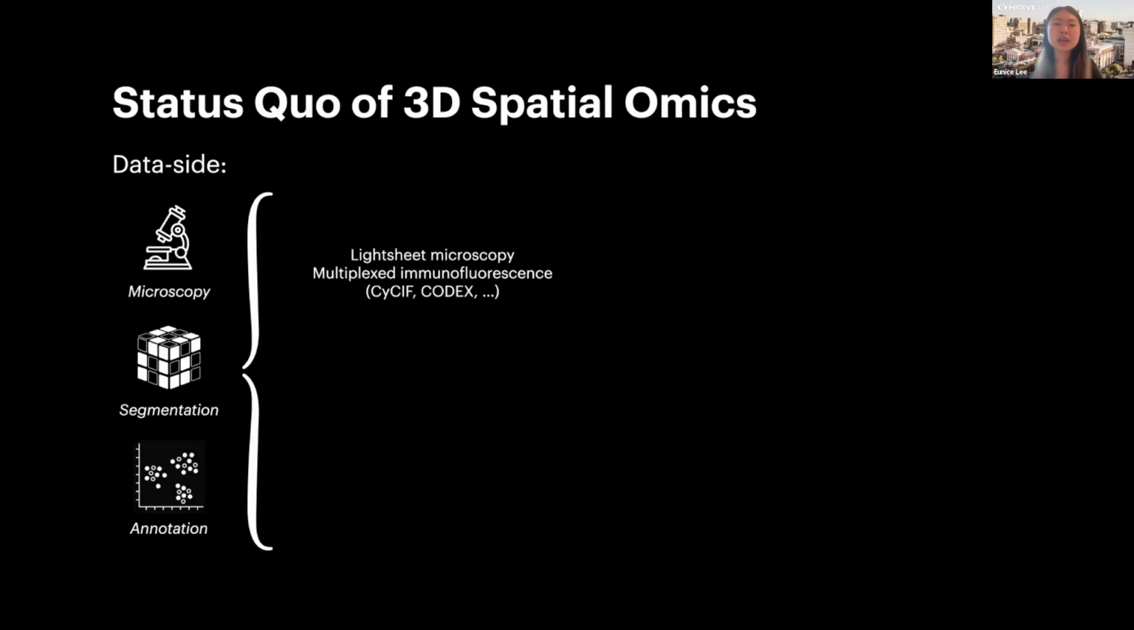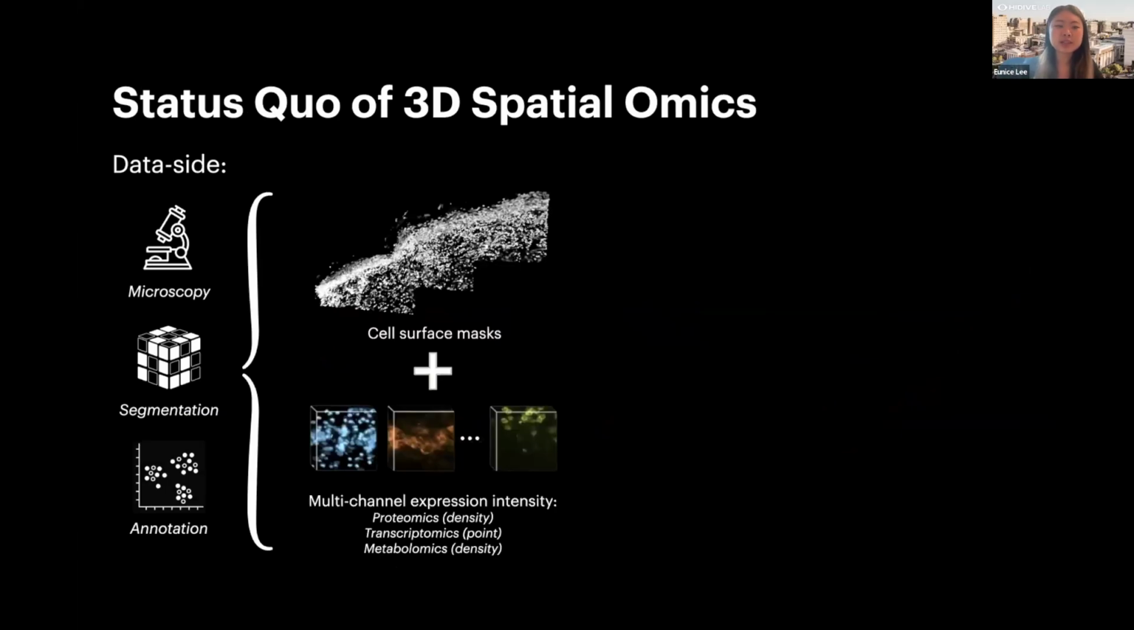Now, what's really great is that, just like Eric mentioned, on the data side of 3D spatial omics, we now have these light sheet microscopy or multiplexed immunofluorescence techniques such as CISIF or CODEX, where we're able to see cells and sample them in their full format rather than just their 2D platform, and take those cell surface masks as segmentation tools. Even AI tools like Meta's Segment Anything are now taking this into a more automated process at scale.